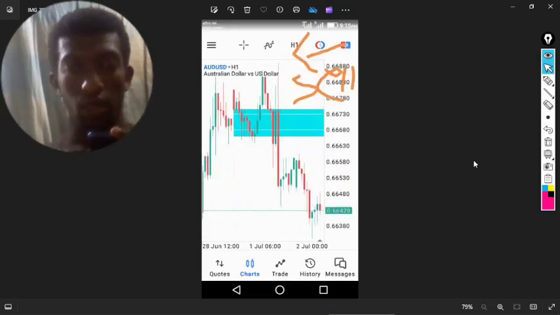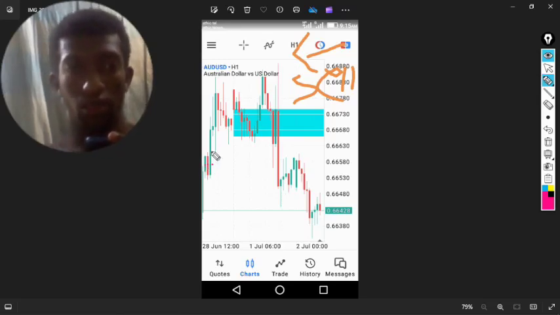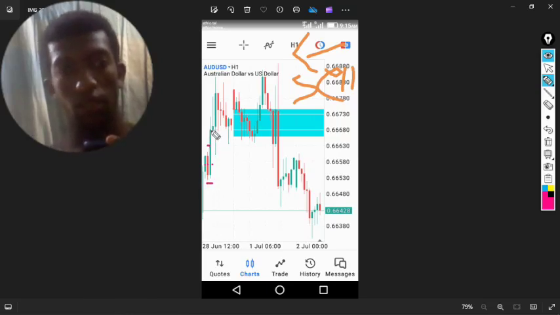Aussie dollar on a 1 hour time frame. That's another one. So let's go to here. So we found one, two. Is this a buy? Yes, and it is a clean buy. It is a clean buy. Look at that.